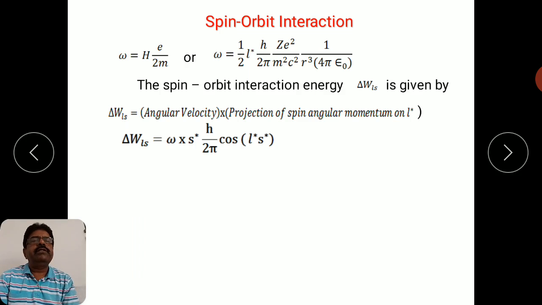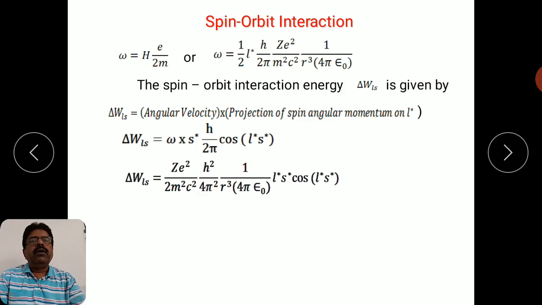So this is the projection. This second term represents the projection of the spin angular momentum along the orbital angular momentum vector: S star into h upon 2 pi into cos of L star S star. Okay, so this interaction energy delta WLS, if you substitute the value of omega here, will be Z E square upon 2 m square c square into h square upon 4 pi square r cube into 1 upon 4 pi epsilon 0 into L star S star. You can see S star cos of L star S star, and this L star here, so L star S star cos of L star S star.